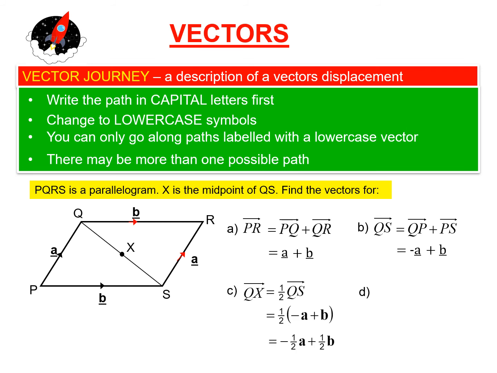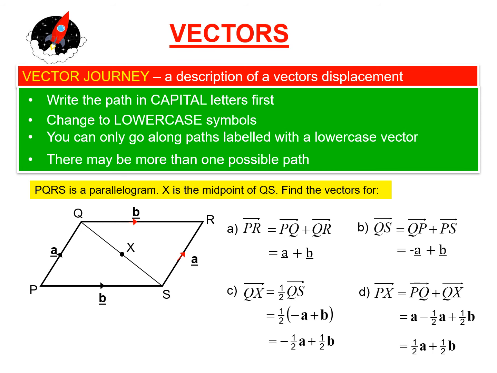Next one is QX. So to get from Q to X, if we think about that as being halfway along the vector QS, we've already worked out that QS is negative a add b, so we just need to half that, and we get negative half a plus a half b.